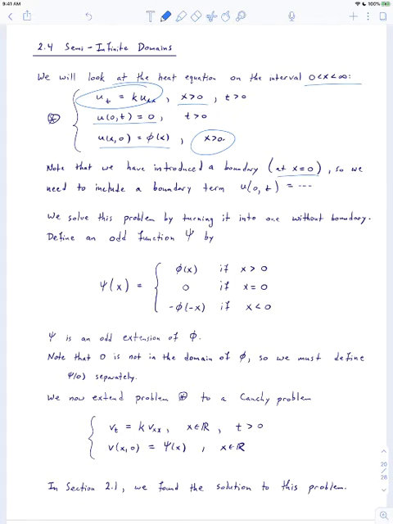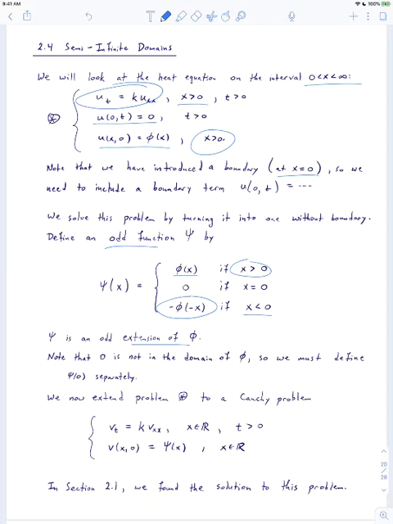So define a new function psi. This function psi is going to be defined as an odd function which is an extension of phi. So what that means is that when x is positive, psi at x is just the same thing as phi at x. But if x is negative, then we want to make sure that psi is an odd function. So for x negative, we define psi at x to be the opposite of phi at the opposite of x. In this way, we get an odd function.